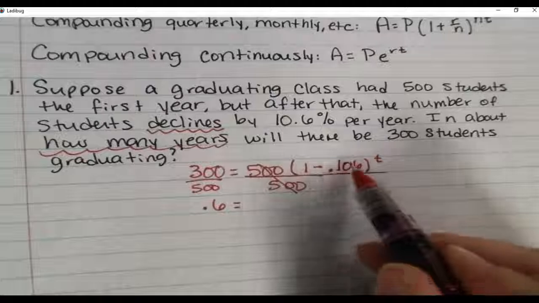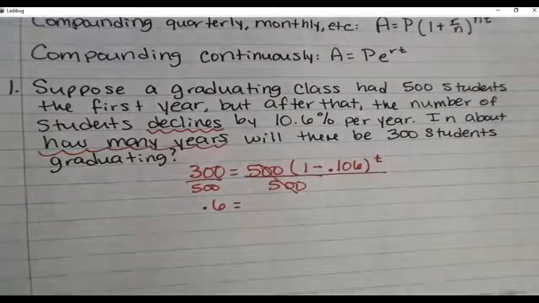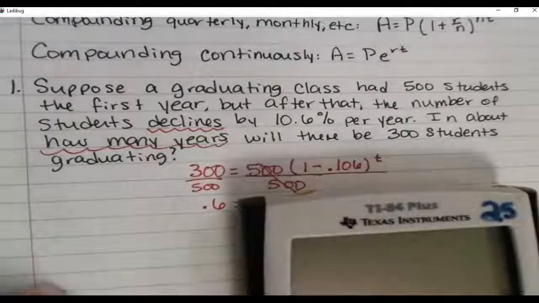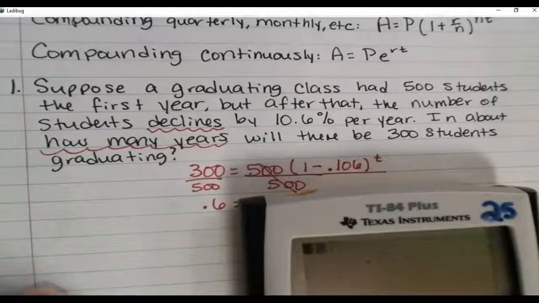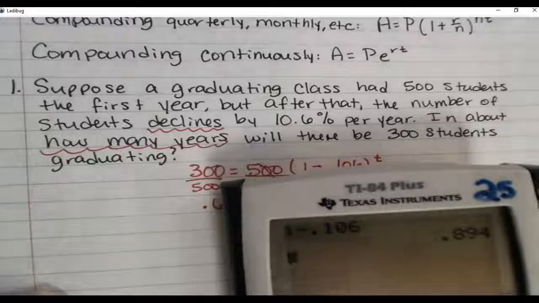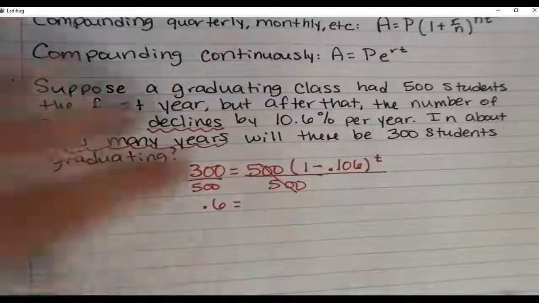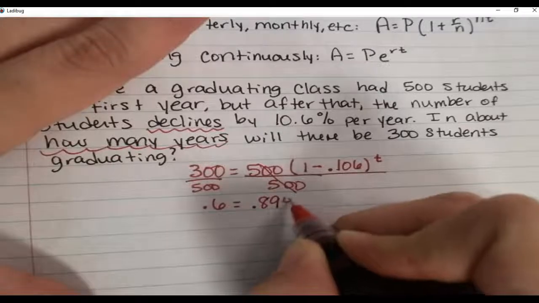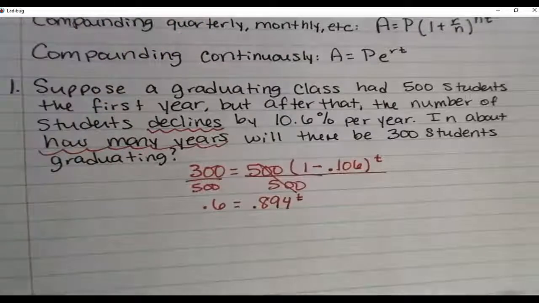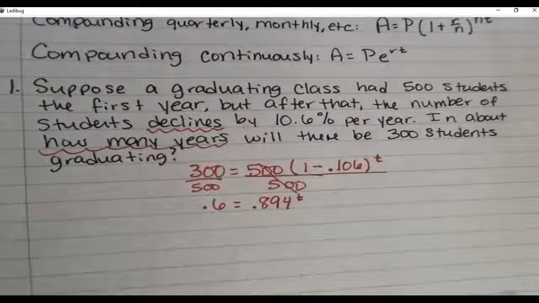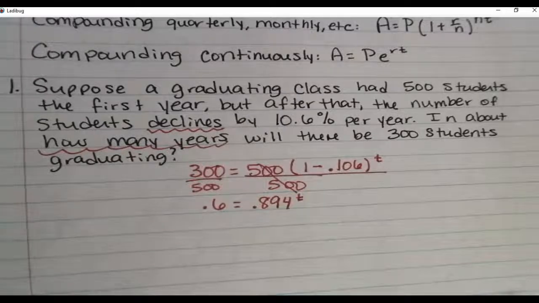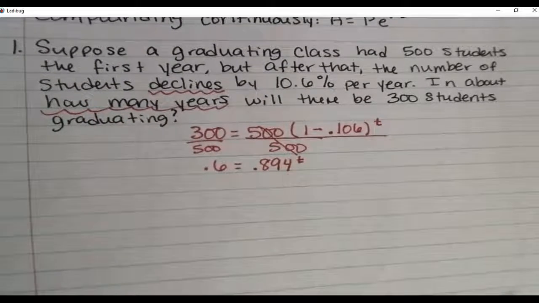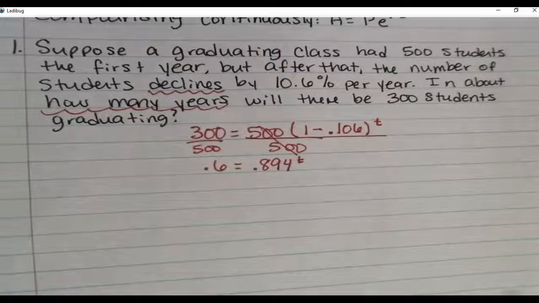And then inside our parentheses here, we can go ahead and subtract that. So I can go ahead and say 1 minus 0.106, and I get 0.984. Or sorry, 0.894. Sorry, flipped it. To the t. So 0.894 to the t. Any questions getting here?